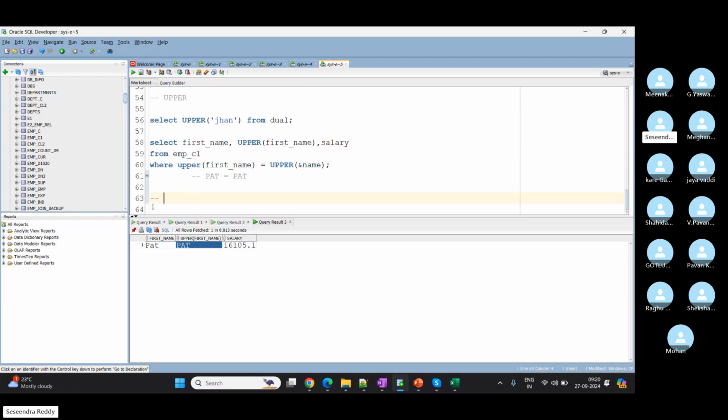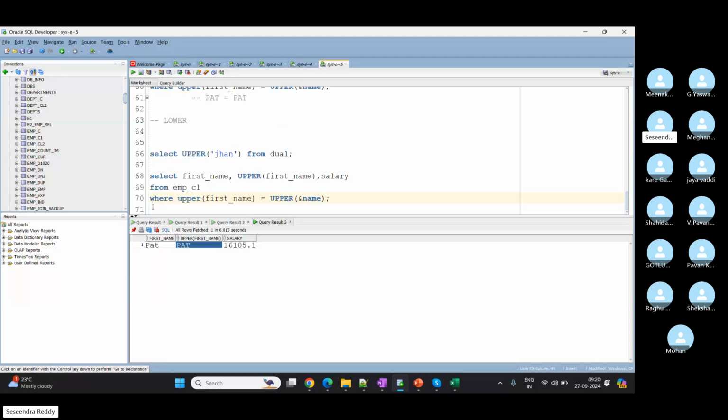Same thing, we can go with the lower function. Just the opposite, it will convert characters to lowercase. So let's say we have John like this and I'm using lower, so it will convert all characters to lowercase. Now you tell me what function we need to use on the column. We are getting input from the user and we are converting to lowercase. So the same thing should be applied on our column name also, right?